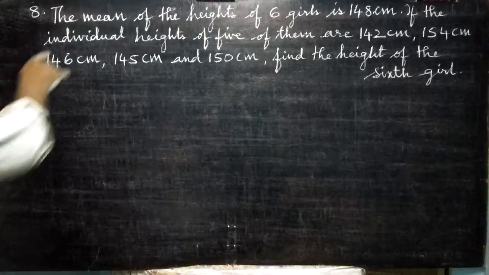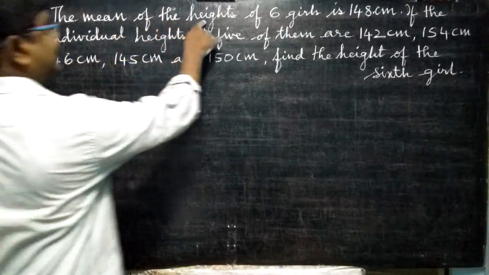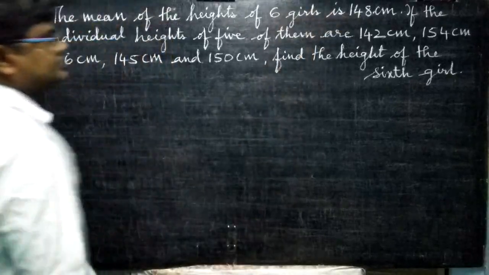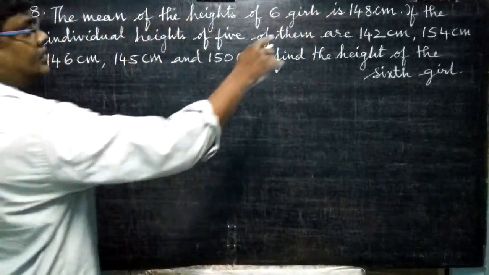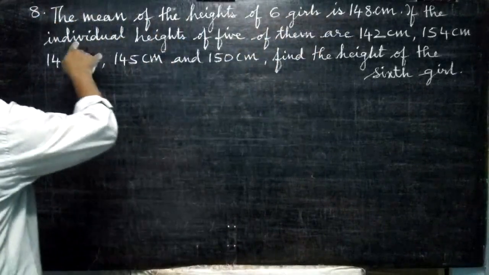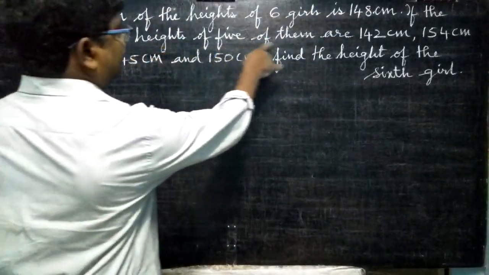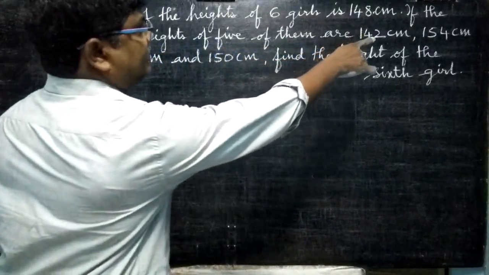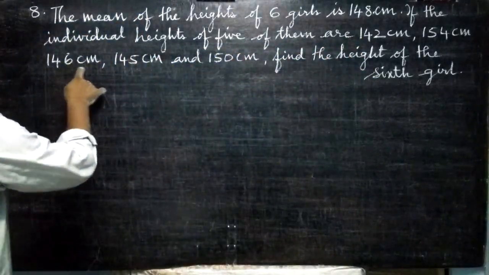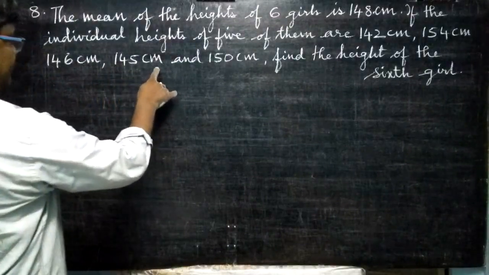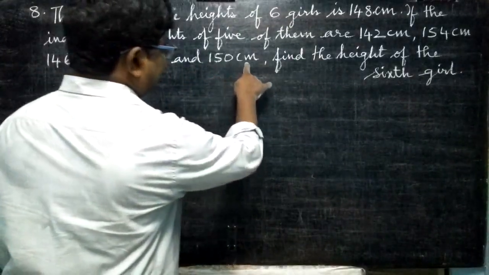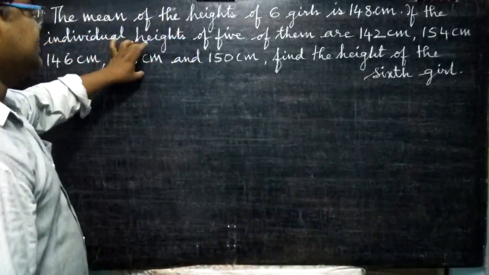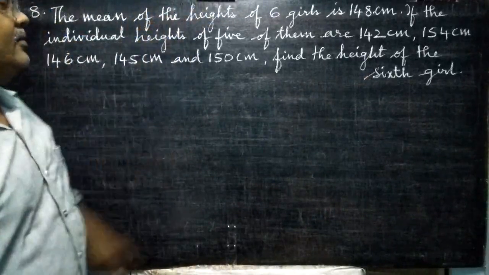Eighth problem. The mean of the heights of 6 girls is 148 centimeters. If the individual heights of 5 of them are 142 centimeters, 154 centimeters, 146 centimeters, 145 centimeters and 150 centimeters, find the height of the 6th girl. Here they have given 5 girls, and here they have given 6 girls.